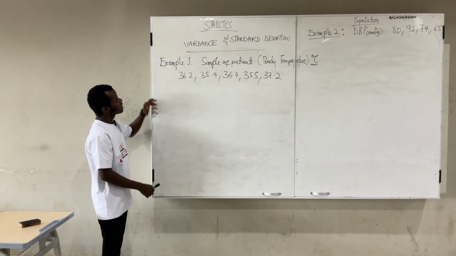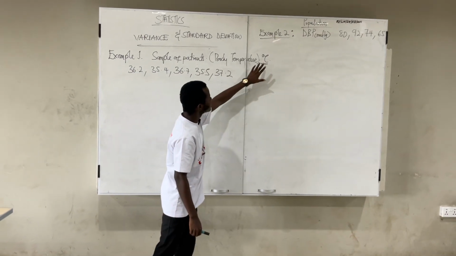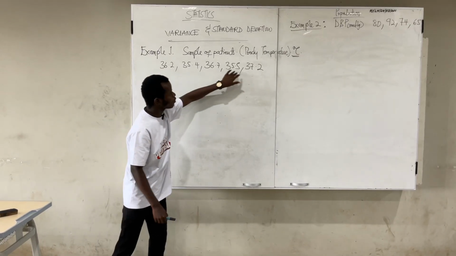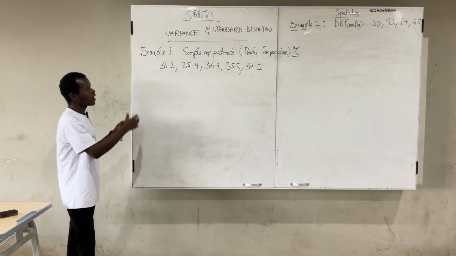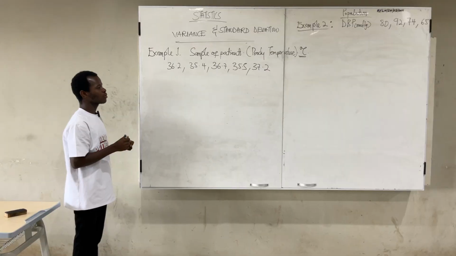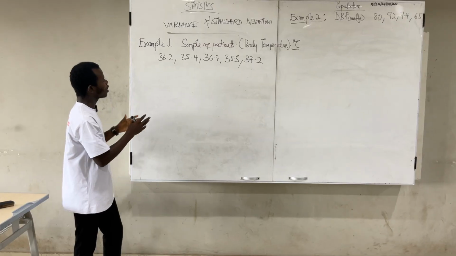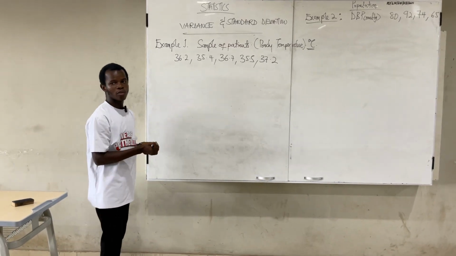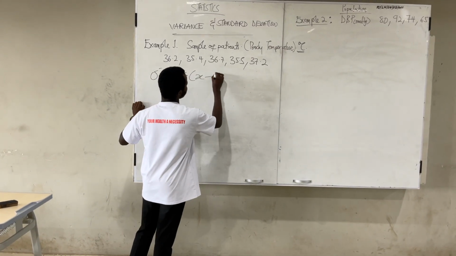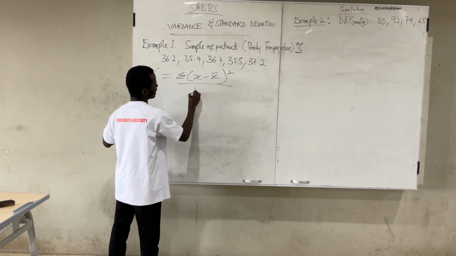From example one, it states a sample of patients' body temperature in degrees Celsius, and we have body temperatures of 1, 2, 3, 4, 5 observations, or 5 body temperatures for 5 patients. Before you can calculate the variance for sample data, we first have to put down the variance formula for sample data, which is the summation of x minus x bar, which is the mean, all squared, divided by n minus 1.